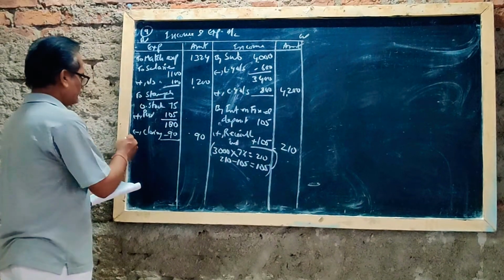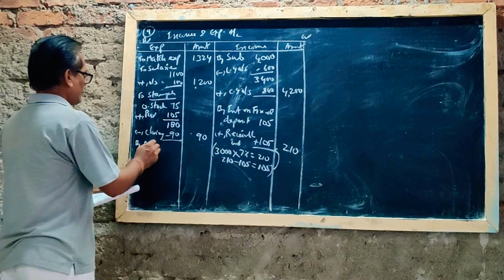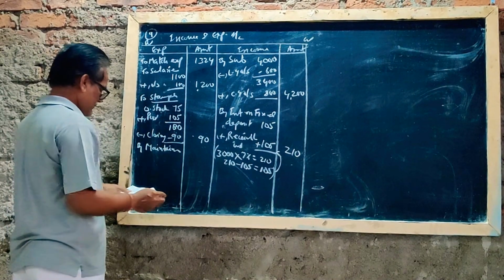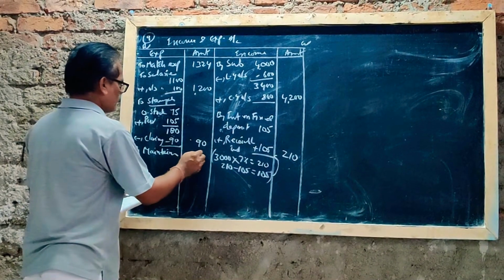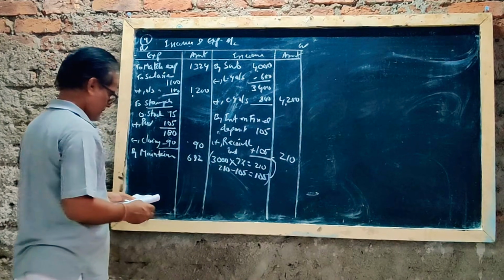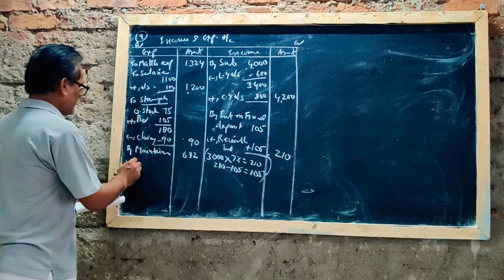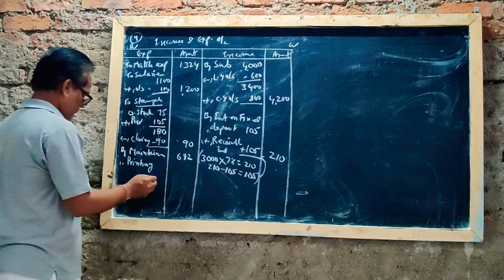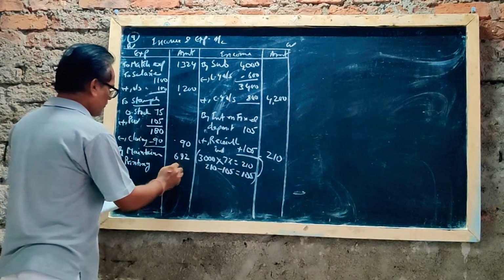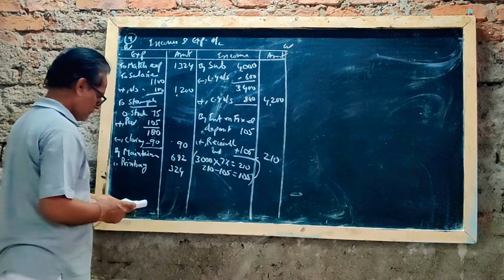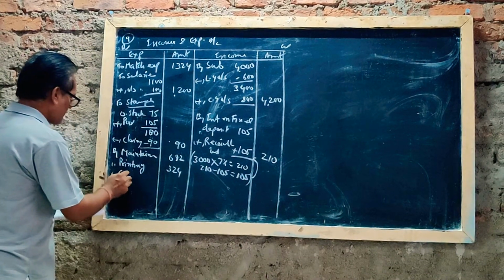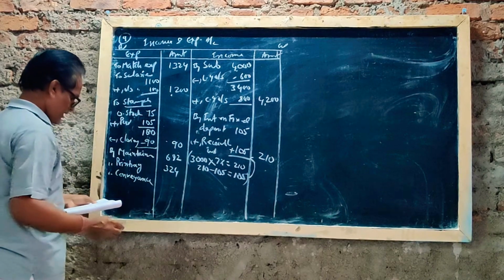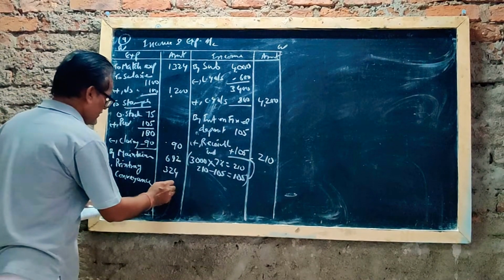Maintenance of ground, 682. Printing and stationery, 324. Conveyance, transport, that is 82 rupees.